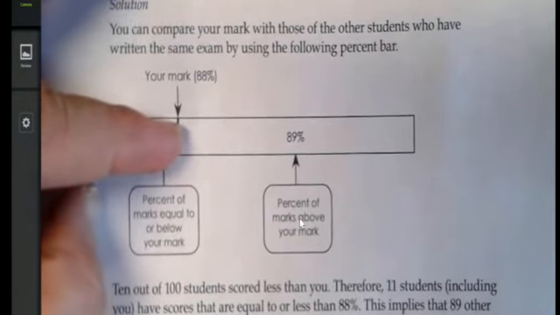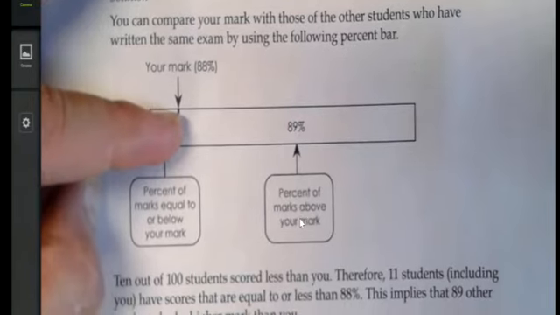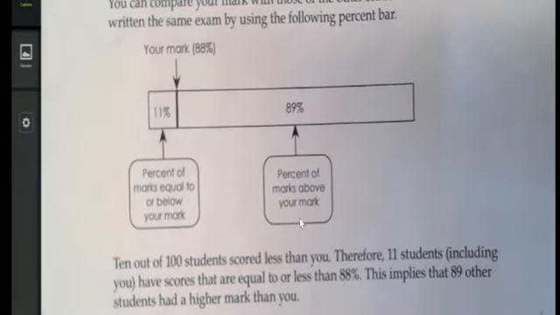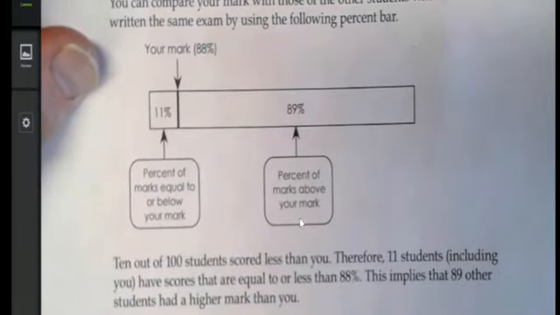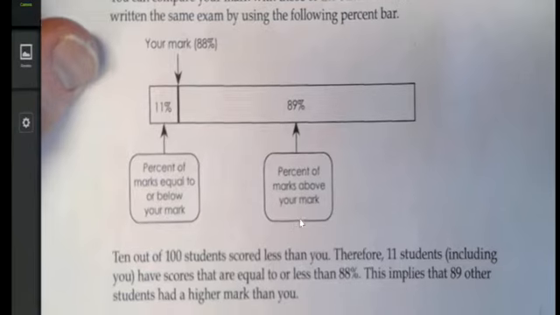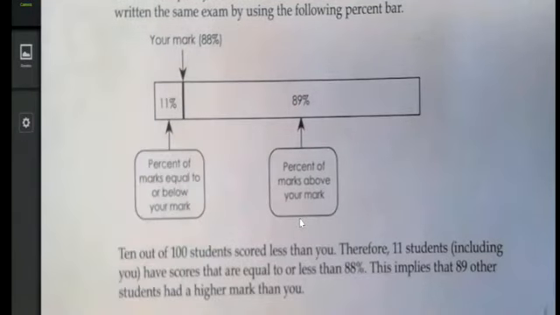So this might be a test on which you maybe should have done better, or maybe 89% of the class is just really smart and did very well. But that's a percentile rank. You're comparing how you did to how everybody else did.